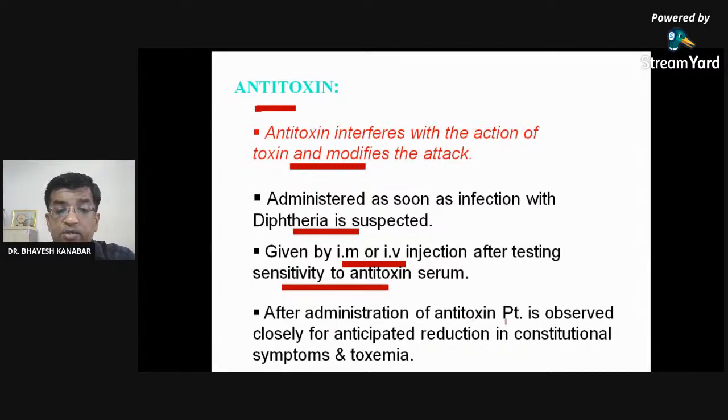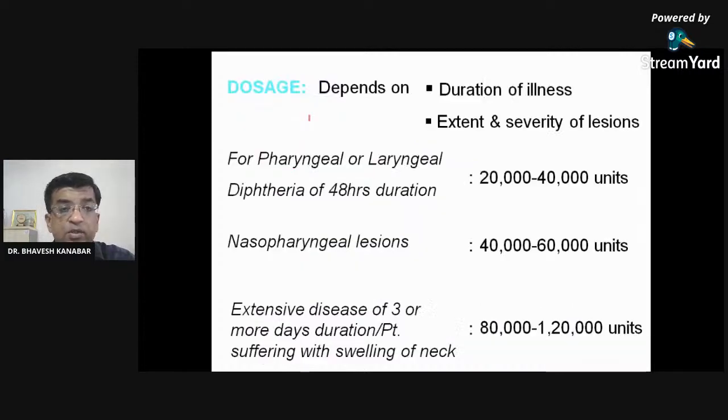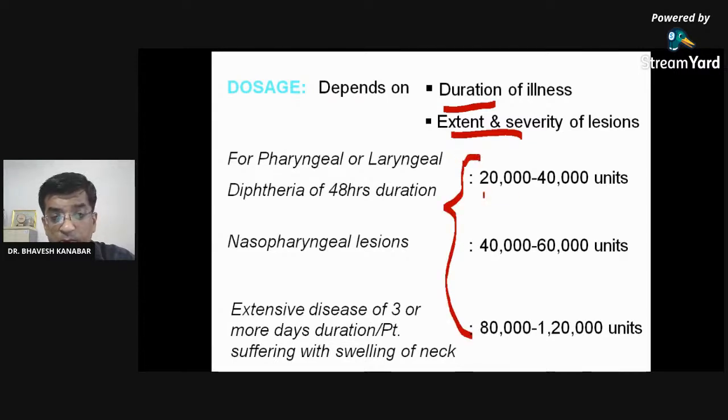After administration of antitoxin, the patient is observed closely for the anticipated reduction in constitutional symptoms. Whenever we give the antitoxin, we can expect constitutional symptoms like malaise and tiredness to be relieved, and toxemia to decrease. The dosage of the antitoxin depends upon the duration of the illness and its extent and severity. If you do not remember this dose, it is okay. Just remember the antitoxin should be given, right? It ranges from 20,000 units up to 1,20,000 units.